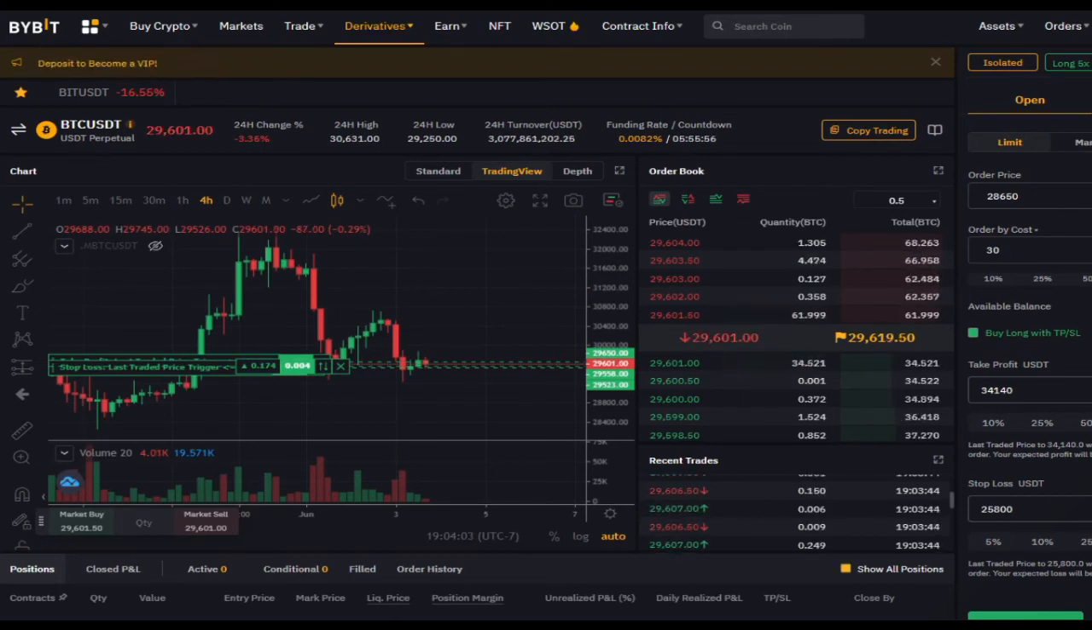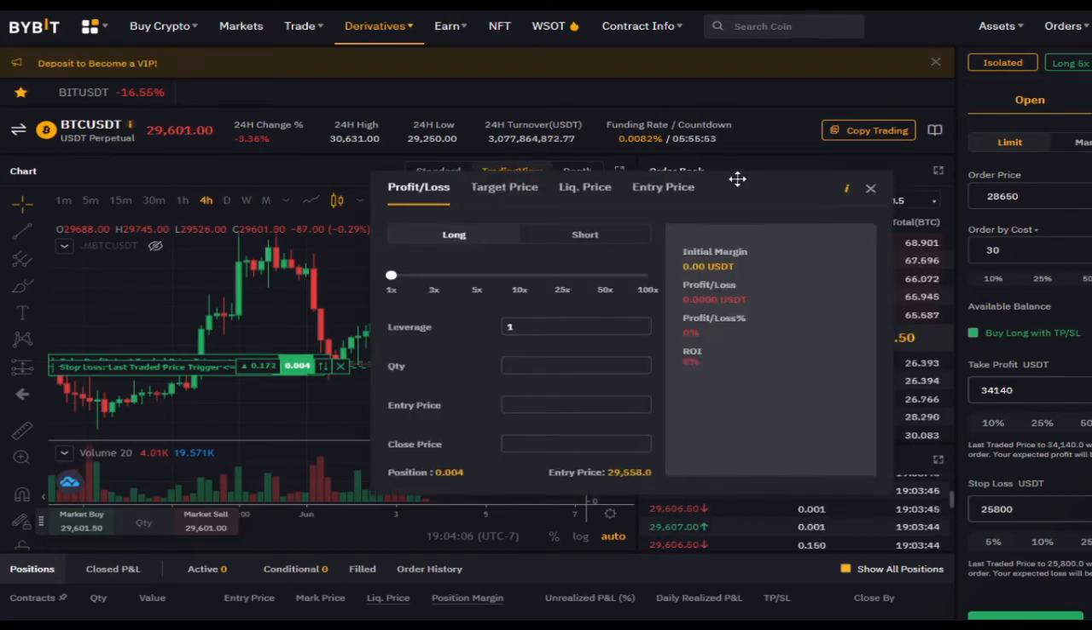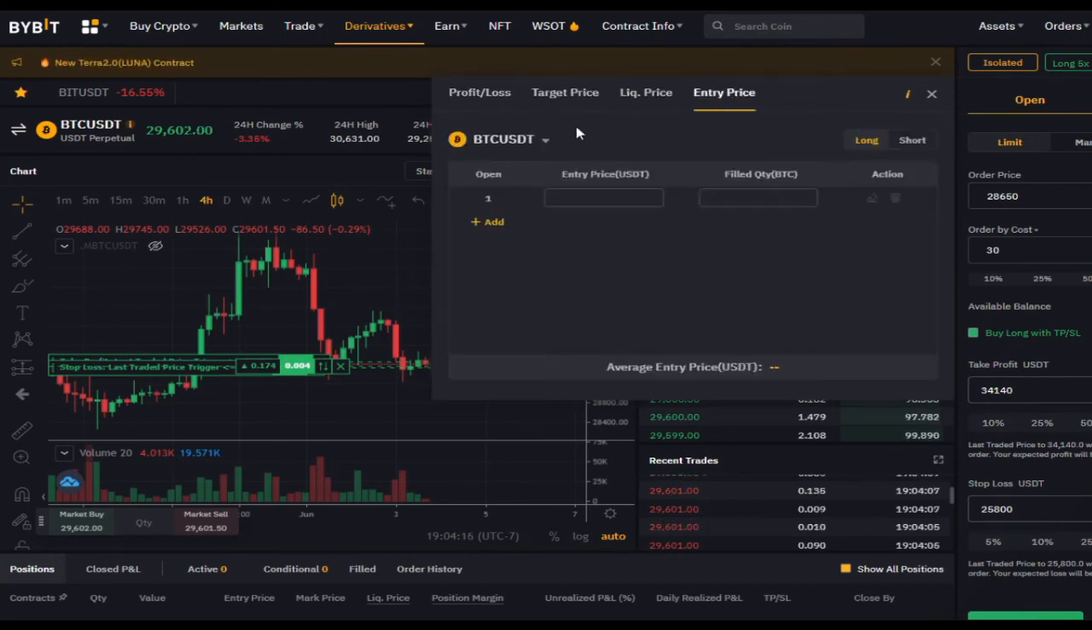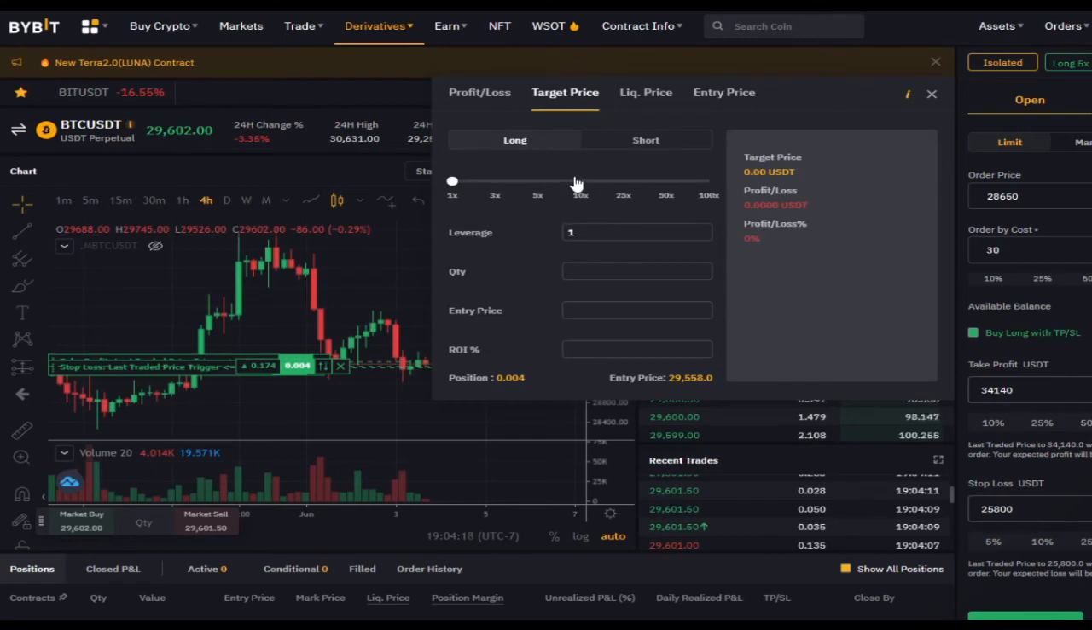So if you do want to play around before you put in your trade, you can always click on your calculator here, go over your profit loss, your target prices, your liquidation prices, and your entry prices. And then you can kind of play around with that. Like, okay, if I want to go long, I'm using 10x leverage. I'm going to trade 1 Bitcoin and my entry price is going to be $20,000. And I want a 50% return on investment. Entry price 29. Oh, no, that didn't work.